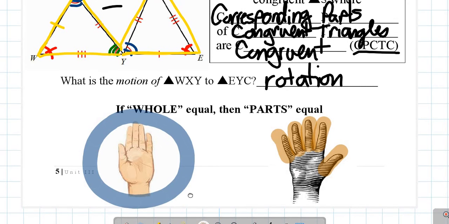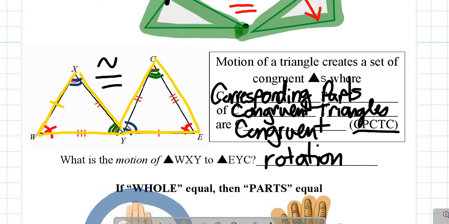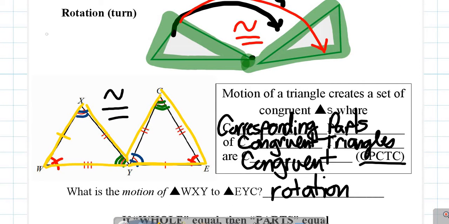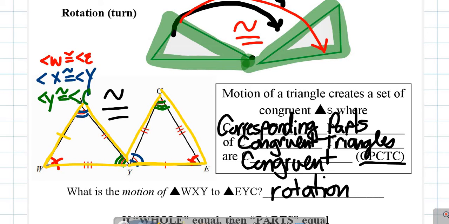Now, keep in mind, when we say triangles are congruent, there's a total of 6 pairs of things congruent. 6 pairs. Let's just spell them out. In this situation, angle W was congruent to angle E. Angle X on the left is congruent to this double sweep angle on the right. And angle Y on the left is congruent to the also triple angle, angle C on the right.